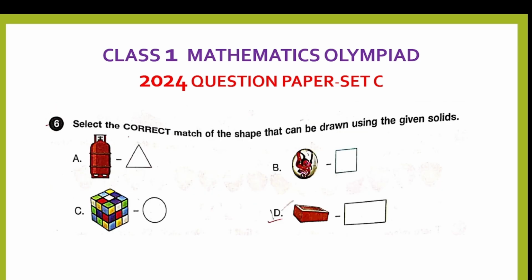Next question. Select the correct match of the shape that can be drawn using the given solids. In option A we have a cylinder. So we can draw a cylinder, right? Here we have been given a triangle. So option A is not a correct match. Similarly in B, sphere, we can draw the circle. So this is also not correct. In option C, cube, we can draw a square. But here we have been given the circle. So this option is not correct. And in option D, we have the cuboid and we can draw the rectangle. And that is a correct match. So option D is the correct answer.